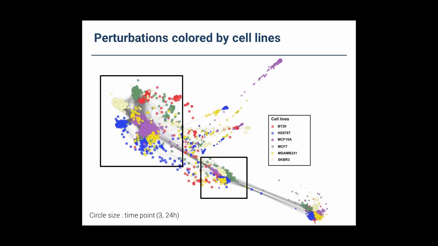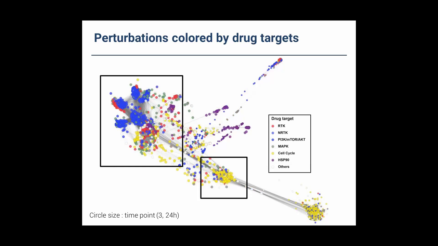And if you overlay, instead of the cell lines, the target of the drugs, what we observe is that the two clusters that are very close and that are mixed of cell lines, on the bottom right and the middle, are mainly due to drugs targeting the cell cycle. So the CDK inhibitor, the CHK1 inhibitor, and those different drugs. Whereas the clusters that are more specific by cell lines are generally induced by PI3K, mTOR inhibitors, or the different RTK inhibitors.